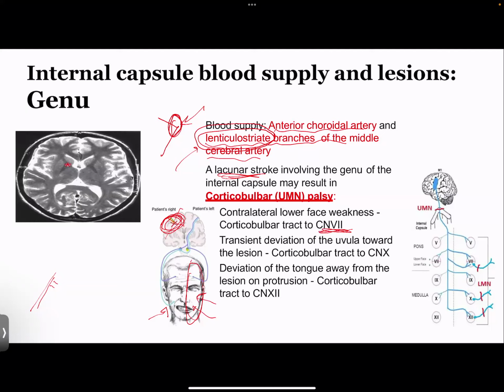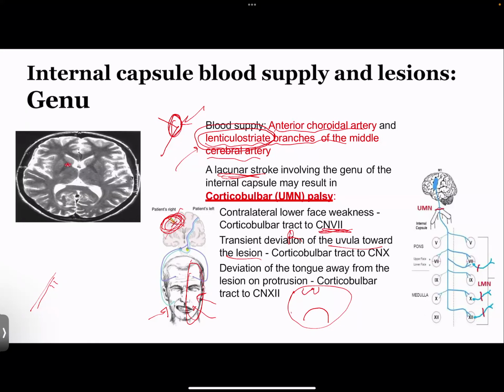Number two, we're going to have deviation of the uvula toward the lesion. You know what the uvula is. So basically, let's say this is a mouth. This is the tongue, and this is the uvula. The uvula is going to deviate toward the lesion. So if the lesion is on the right, it's going to go to the right.